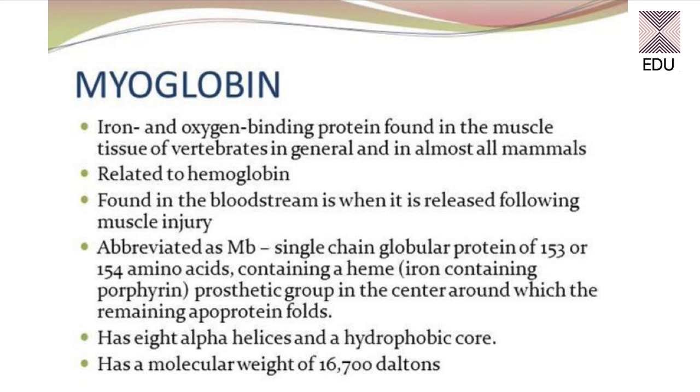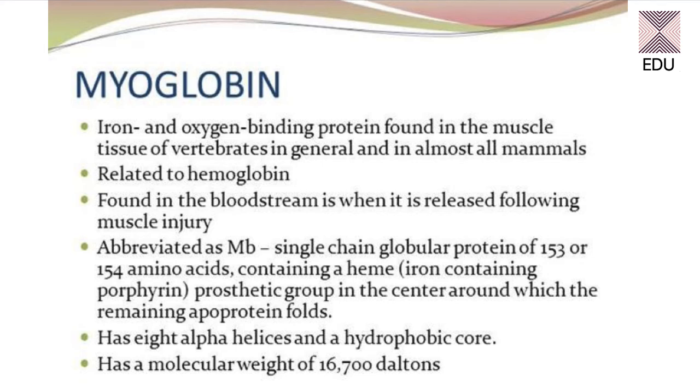Now, the second point is that it is related to hemoglobin. It is very similar in structure to hemoglobin. It is also found in the bloodstream, but it is released following muscle injury. If the muscle is injured, it is released into the bloodstream. It is abbreviated as MB, as hemoglobin is written as HB.